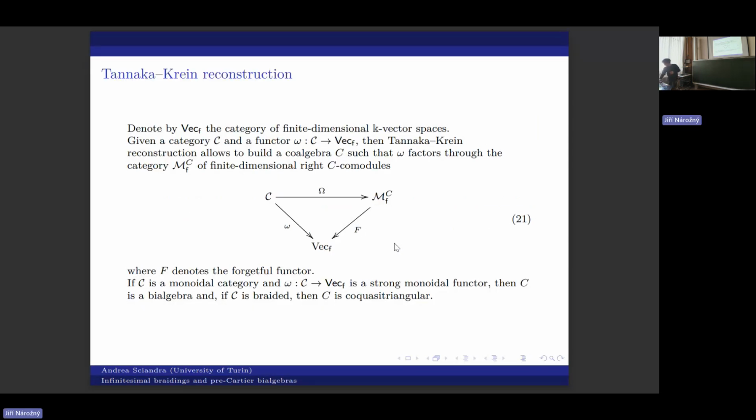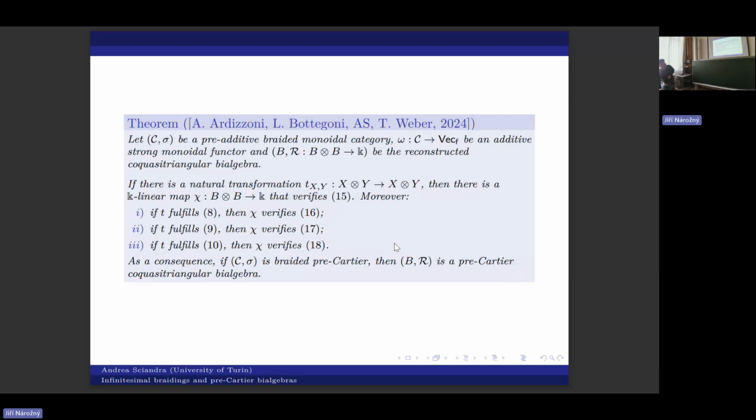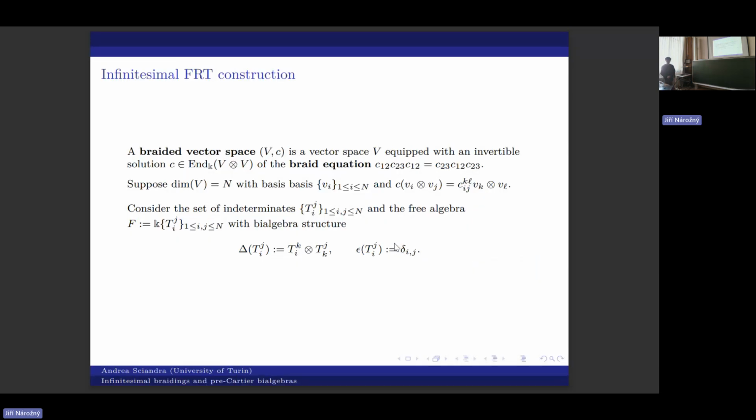Okay, maybe I can pass. First, I'll just skip this and see if there is time at the end. I first would like to speak about the infinitesimal FRT construction.